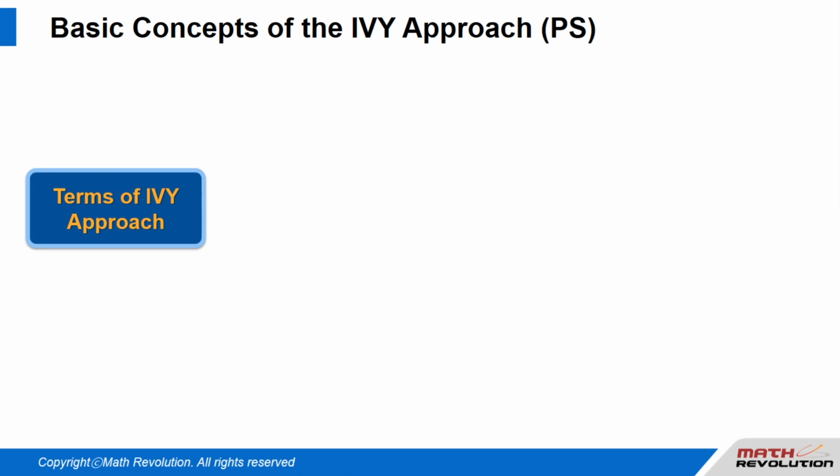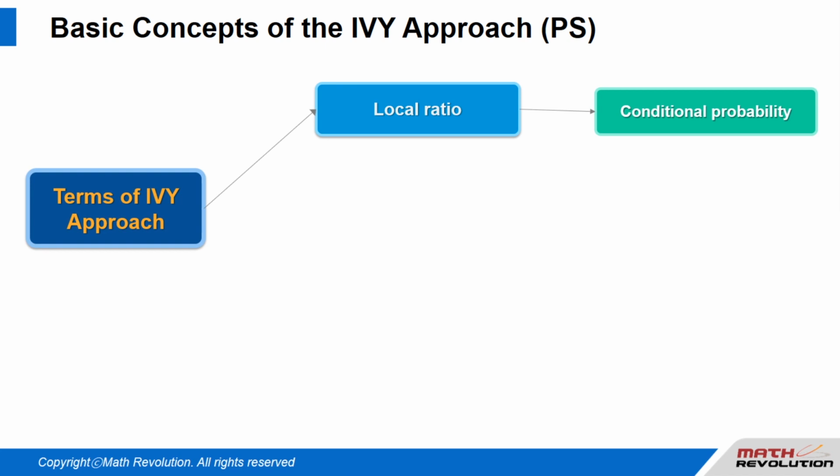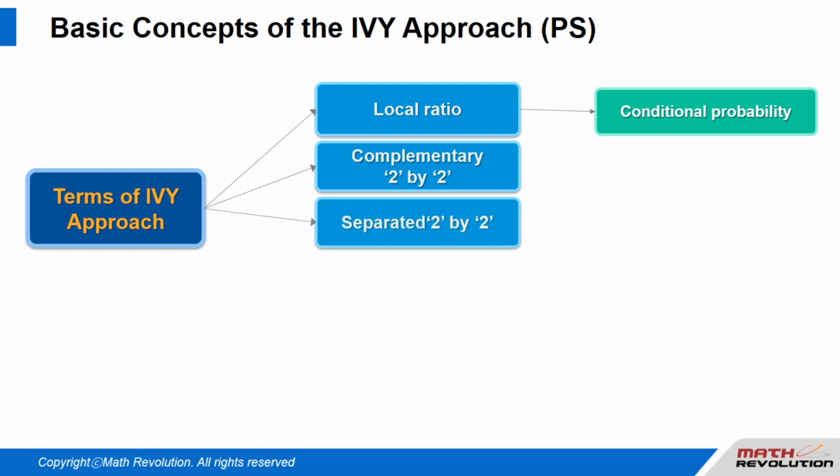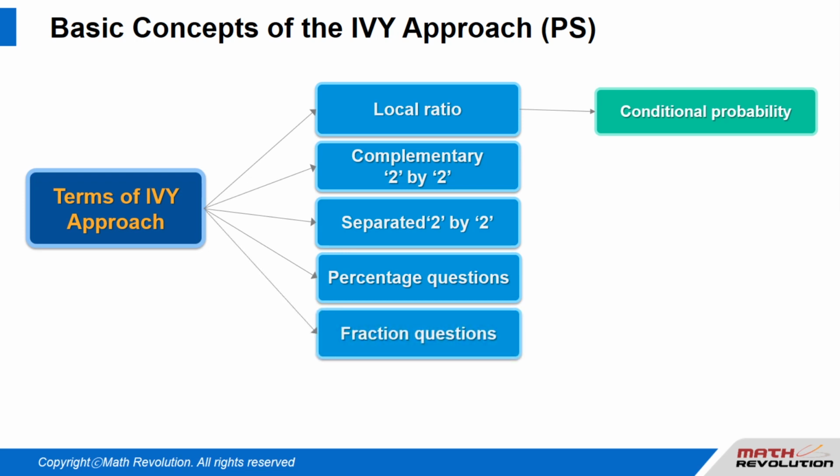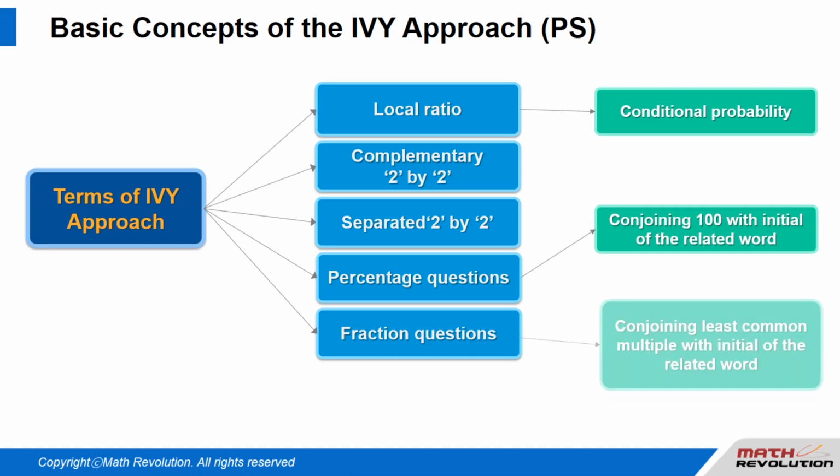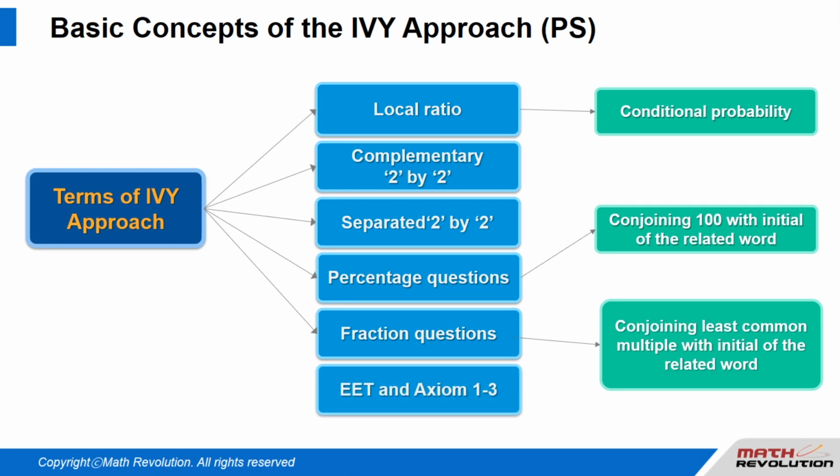The terms of the IV approach. Local ratio is about conditional probability. The most frequently appearing PS question types on the GMAT are complementary 2x2 and separated 2x2. Percentage and fraction questions can be more accurately solved by conjoining 100 or a least common multiple with an initial of the related word. The EET, each, together concept and axiom 1 to axiom 3 all exist to help the student achieve a high score.